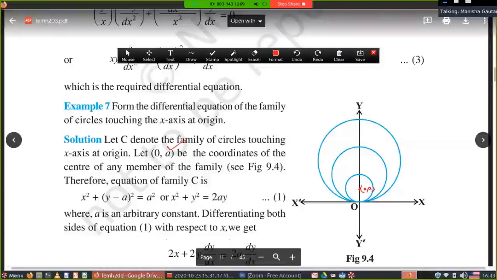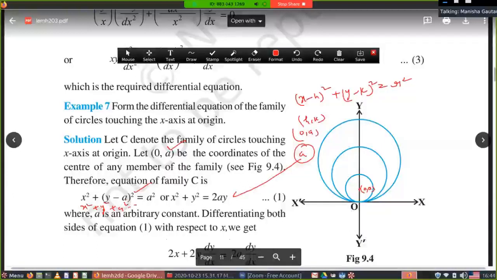So what is the equation of the circle? (x minus h) whole square plus (y minus k) whole square is equal to r square. Here h and k become 0 and a, and the radius is a. So put the values. This becomes x square plus (y minus a) whole square is equal to a square. Simplify it: x square plus y square plus a square minus 2ay is equal to a square, and a square cancels. You will get x square plus y square is equal to 2ay.